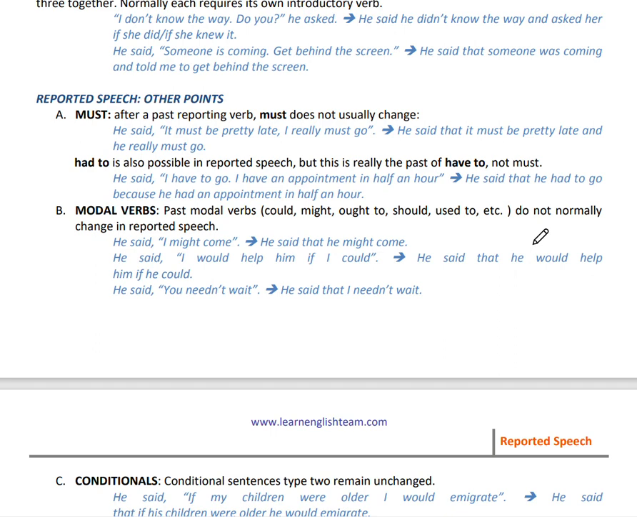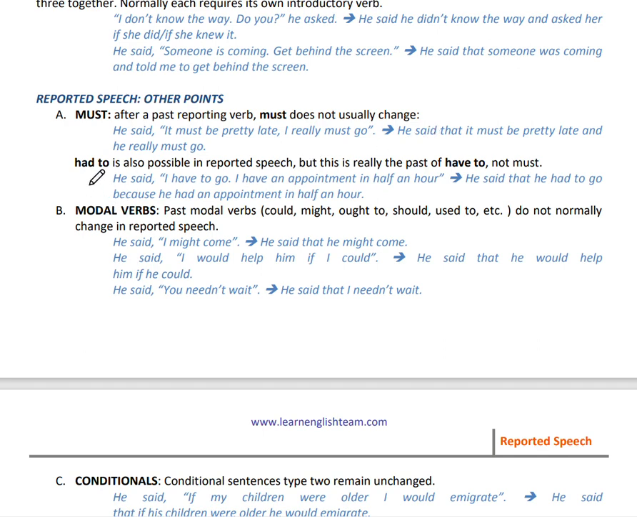Must after a past reporting verb. Must does not usually change. For example, he said it must be pretty late. "I really must go." He said that it must be pretty late and he really must go.